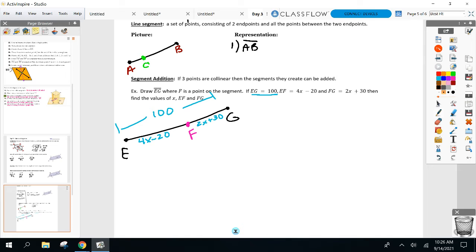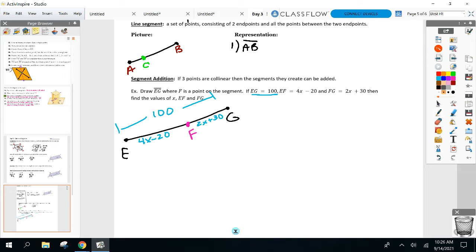Is F directly in the middle? No, it just said it was on there. So do not think 4x minus 20 equals 2x plus 30. That's incorrect. It didn't tell me where F was. All right, I need your help. Can you set me up something so I can solve this first part for x? Is there an equation you can set up for me so I can solve this for x? And we already said those two are not equal to each other because F's not in the middle.